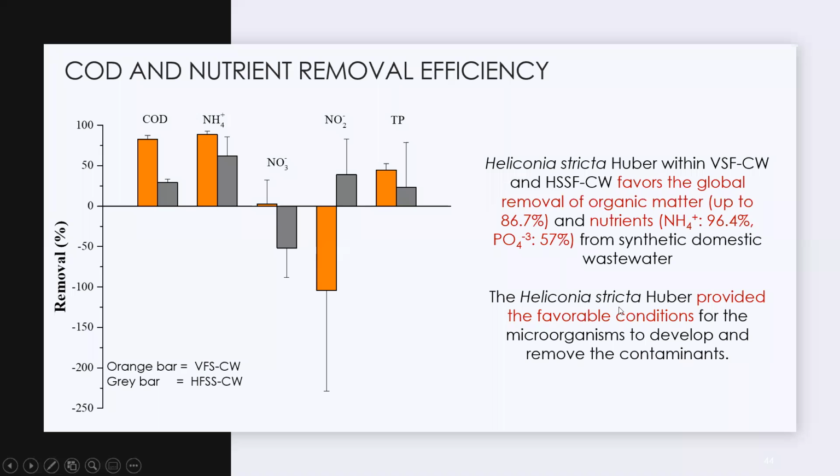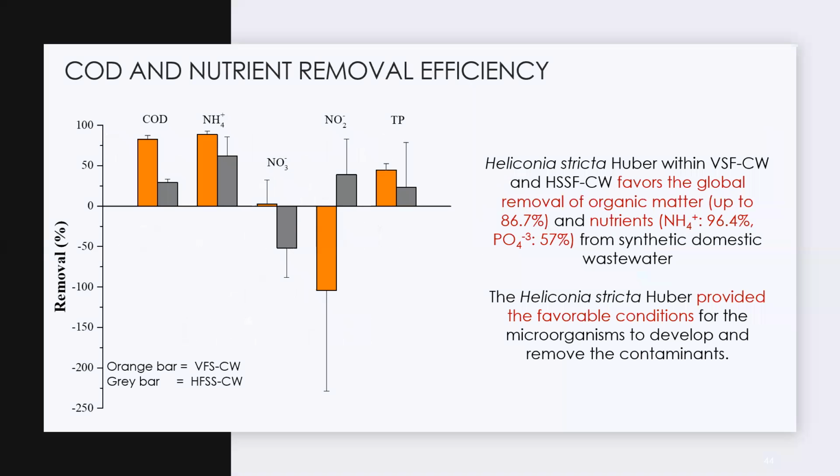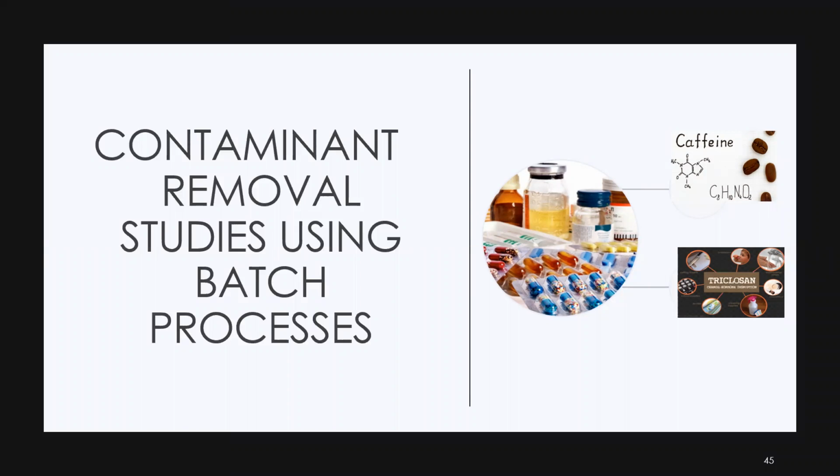The second good thing was that this Heliconia stricta Huber provided adequate conditions for the growth of microorganisms that were the ones that were helping to remove contaminants in this system. So these are systems that are useful for removing organic matter and nutrients. But as I said, we also have some other contaminants, such as the emerging contaminants, and we wanted to know what would happen if we want to remove these contaminants from water.